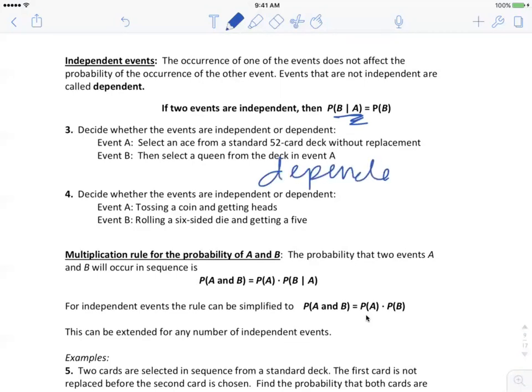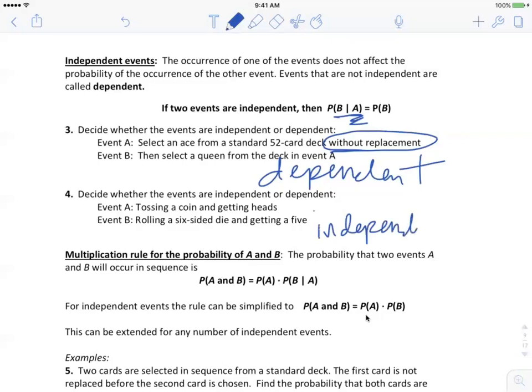What happens here in event A is going to change the probability of event B. If we put the card back, it would be independent. So without replacement is a pretty good indicator of dependent. With replacement would be independent. Number 4, event A is tossing a coin, and event B is rolling a die. Those aren't going to have any effect on one another, so that's independent.